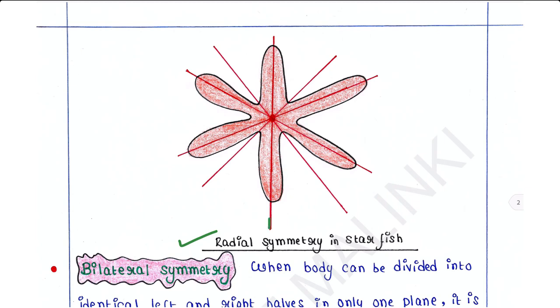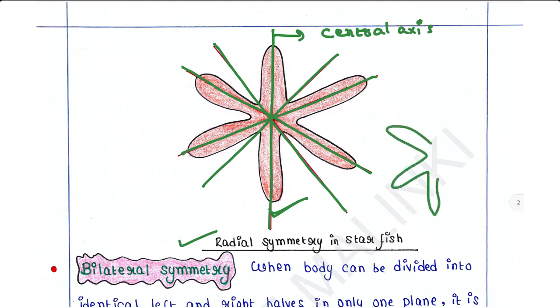Suppose this is the central axis here. Now, you can cut it in any plane like these or these. You can cut it in any plane that passes through the central axis, and you will get two identical halves.